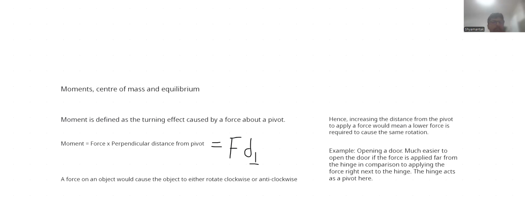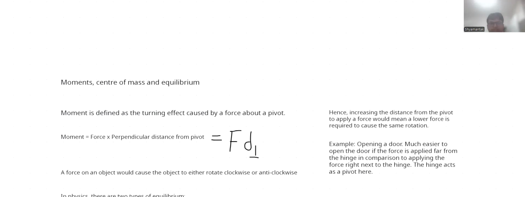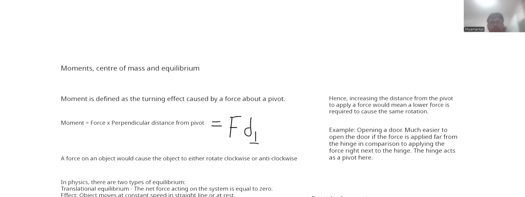Today we are going to look at moments, center of mass, and equilibrium. Moment is defined as a turning effect caused by a force about a pivot, and its magnitude is force times perpendicular distance. This is the symbol for perpendicular if you need to use it in further physics or maths. A force on an object would either cause the object to rotate clockwise or anti-clockwise.